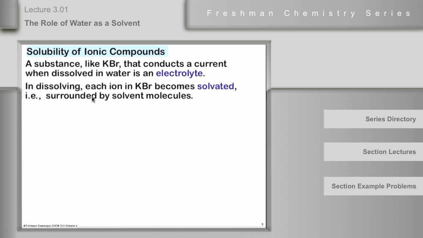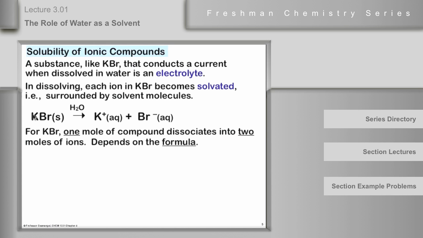Okay. In the dissolution process, where KBr dissolves, the ions that are present in the ionic solid, K plus and Br minus, go into solution and form aquated ions. For the KBr compound, 1 mole of the compound dissociates into 2 moles of ions. This process, of course, depends on the formula of the ionic compound, and you can determine how many moles of ions are produced by looking at the formula.